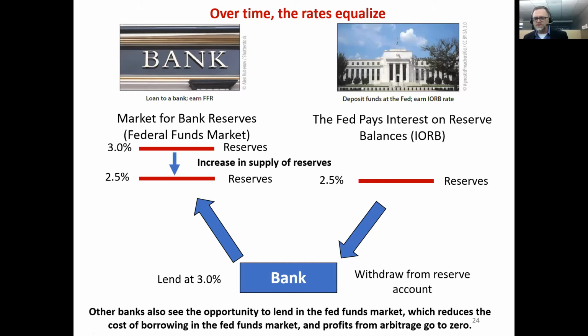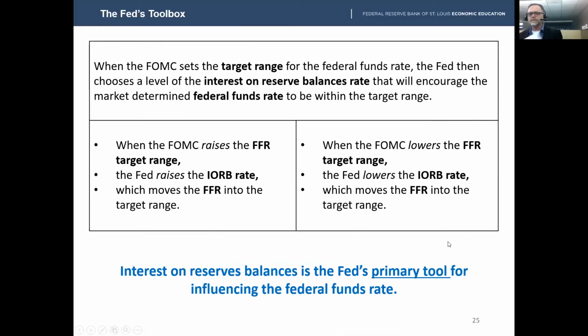So the key point here is that arbitrage ensures that the Fed can steer the federal funds rate by adjusting interest on reserve balances, because arbitrage will basically reduce or eliminate any difference between the two. So if the Fed were to adjust the interest on reserve balances, arbitrage would make sure that the federal funds rate would adjust likewise.